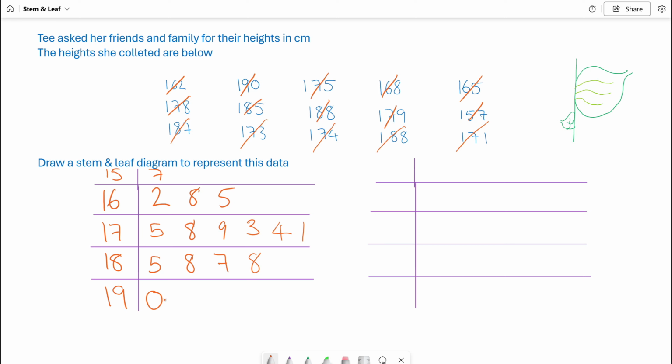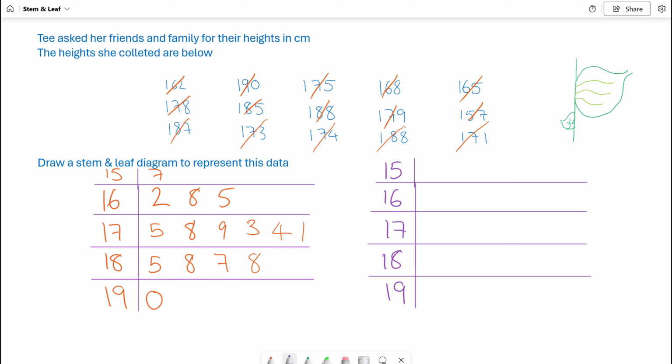So there should be 15 single digits on this side. So let's count that quickly. 1, 2, 3, 4, 5, 6, 7, 8, 9, 10, 11, 12, 13, 14, 15. Yeah. Now we're just going to reorder this side. So let's write down the correct numbers. 15, 16, 17, 18, 19.